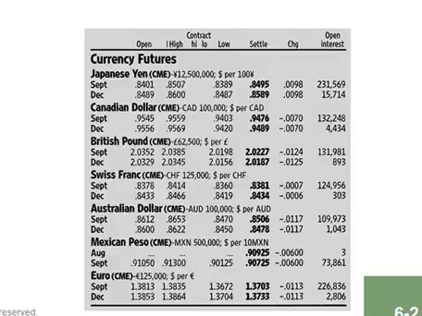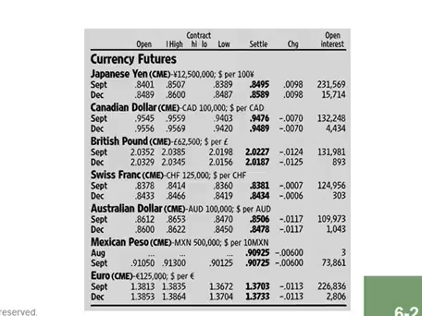What you're looking at here is a Wall Street Journal listing of futures contracts that are traded on a number of different foreign currencies. You're looking, of course, at some of the most commonly used currencies in the world, and all of these contracts are traded on the Chicago Mercantile Exchange.